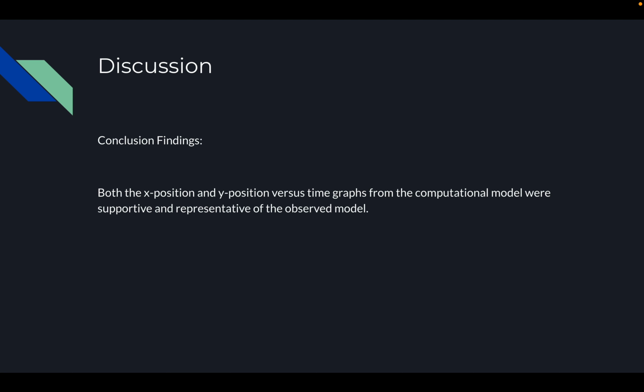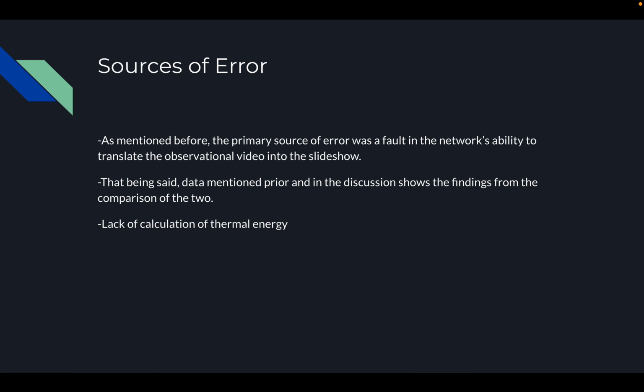Discussion and conclusion: comparing the findings from both the GlowScript and the observational model, both the X position and the Y position versus time graphs from the computational model were supportive and representative of the observed model. Sources of error: as mentioned before, the primary source of error was the fault in the network's ability to translate the GlowScript file into the slideshow. That being said, the data and discussion show the findings for comparison of the two.